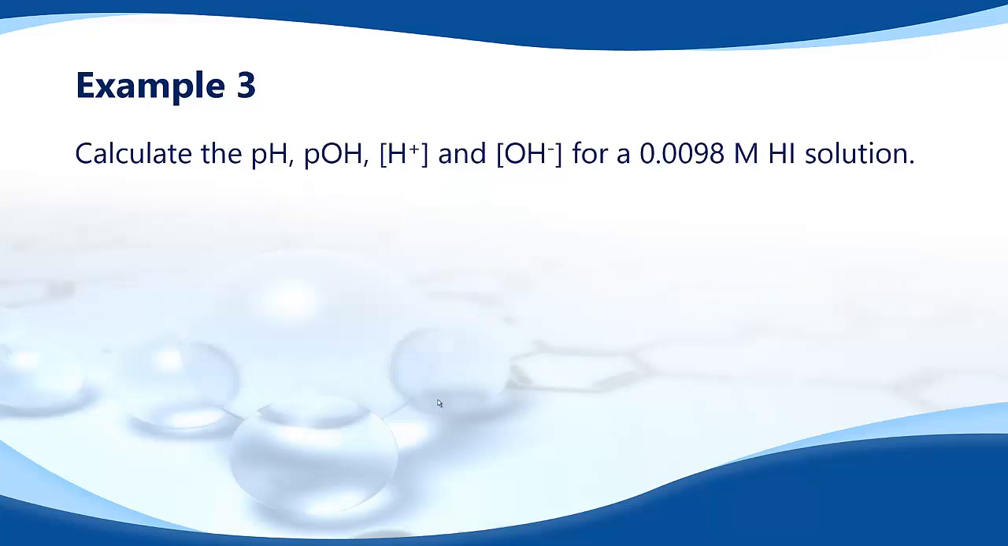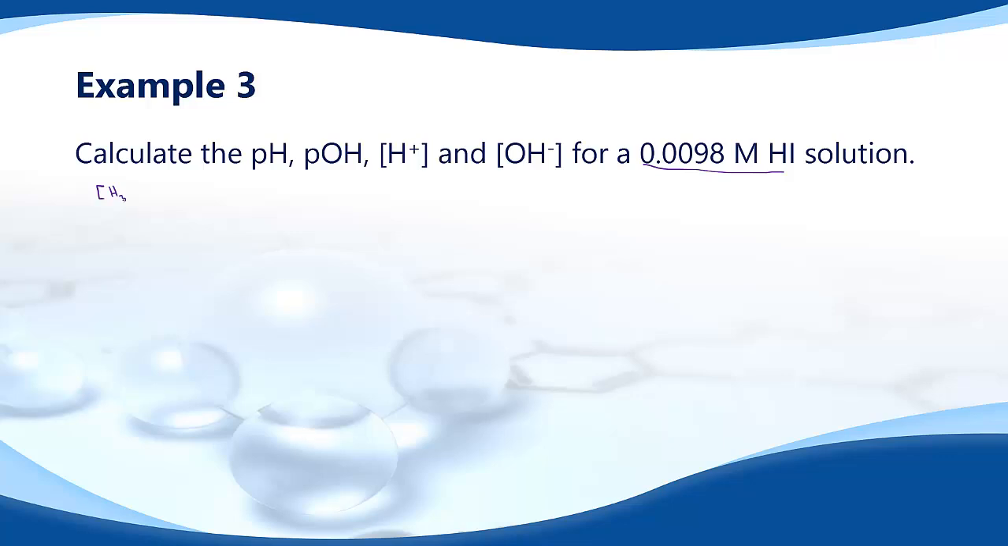Now let's try a third example of this. So this is, I'm going to ask you for everything based off of one number. Right, so I'm asking you for all 4 of these based off of my initial concentration. So I have 0.098 molar HI. So what that immediately tells me, HI is an acid.